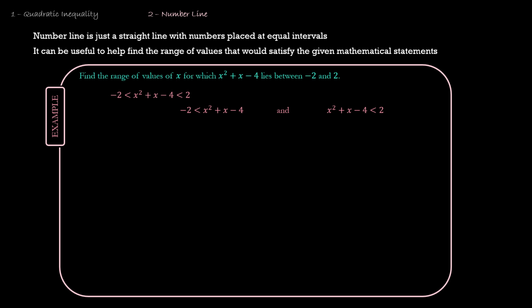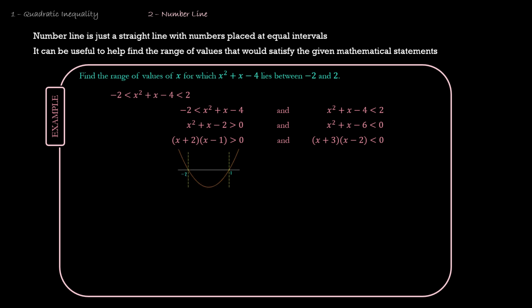Then, for each inequality, we will want to make one side of the expression 0. This will give us x squared plus x minus 2 greater than 0 and x squared plus x minus 6 less than 0. Just like how you go about solving quadratic equations, we can factorize the expression and then represent the inequality using a quadratic graph. For the inequality on the left, these will be the values that are smaller than negative 2 or greater than 1. While for the inequality on the right, it will be the values between negative 3 and 2.